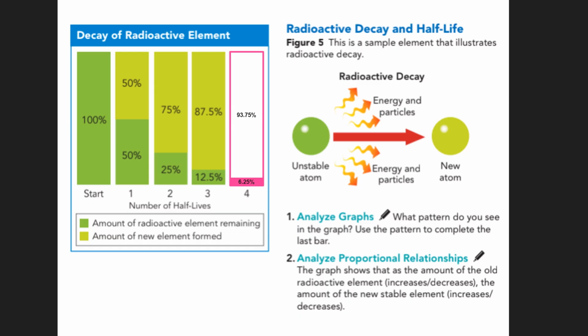2. The graph shows that as the amount of the old radioactive element increases or decreases, the amount of the new stable element increases or decreases. So our answers would be that as the old radioactive element decreases, the amount of the new stable element increases.